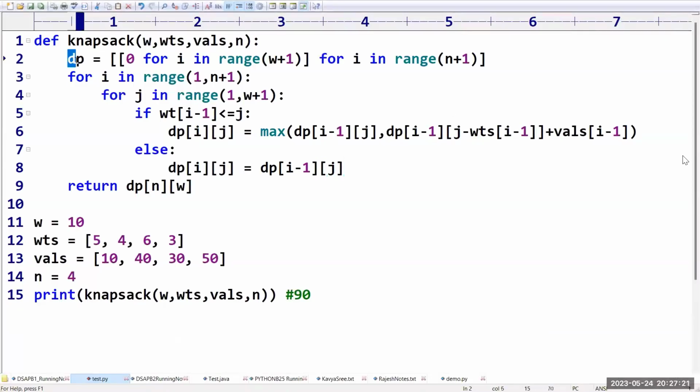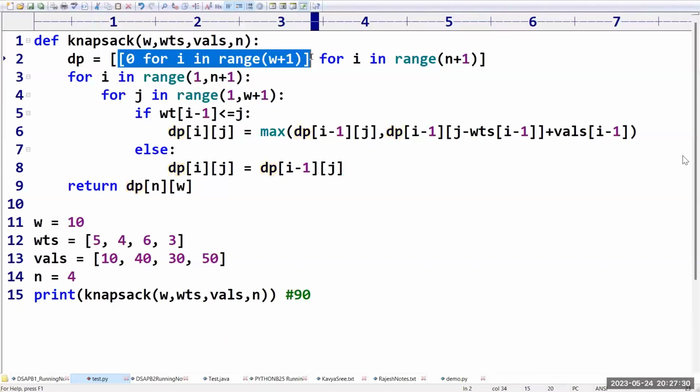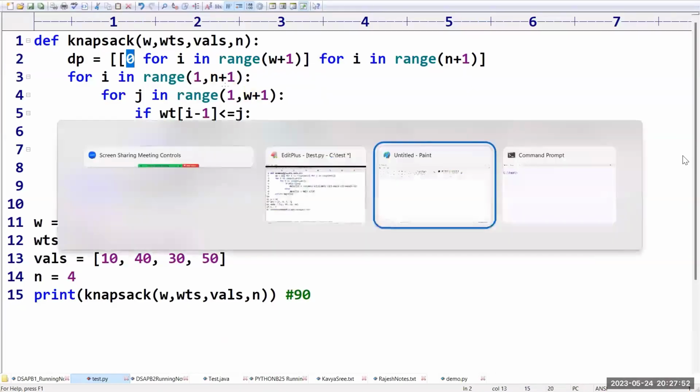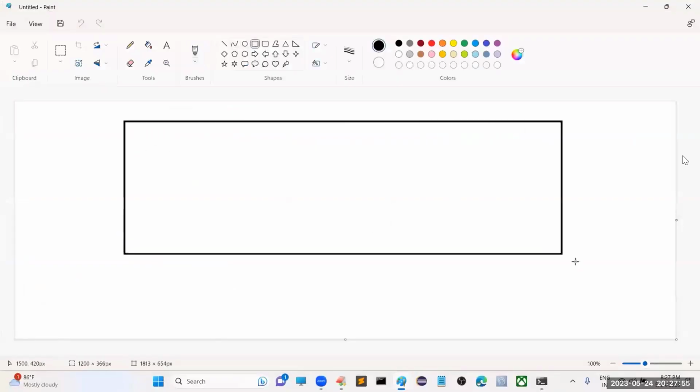Sir, initially we are creating an array. Here we don't have an array concept, so I am creating a list with nested lists. How many rows do we have? N plus 1, and n is 4, so you are going to get 5 rows. How many columns? W plus 1. The total weight is 10, so 10 plus 1 means 11 columns. In every cell we are going to fill 0. That means we are going to have an array like this.